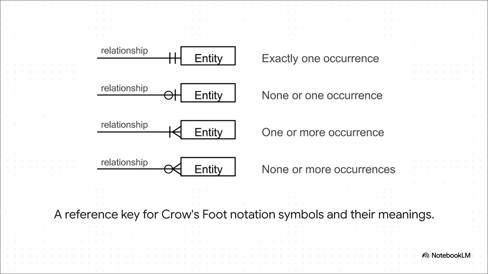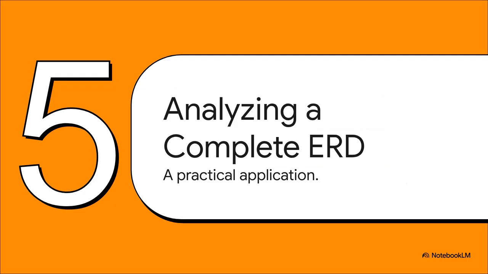So looking at the combinations, 2 hash marks means exactly 1. A circle and a hash is 0 or 1. A hash and a crow's foot means 1 or more. And finally, a circle and a crow's foot means 0 or more. All right, let's put all these pieces together now. We're going to analyze a complete entity relationship diagram using that more technical crow's foot notation.